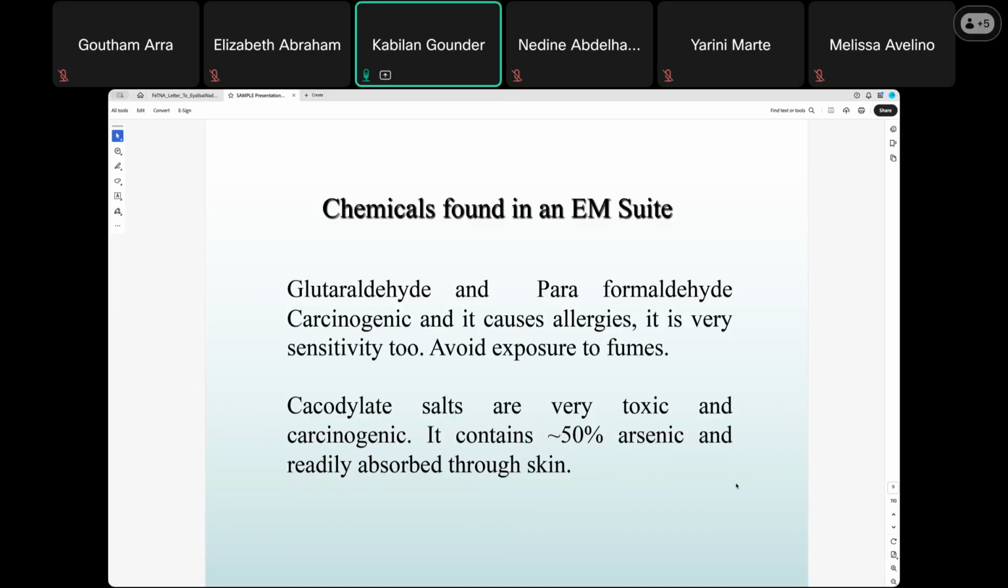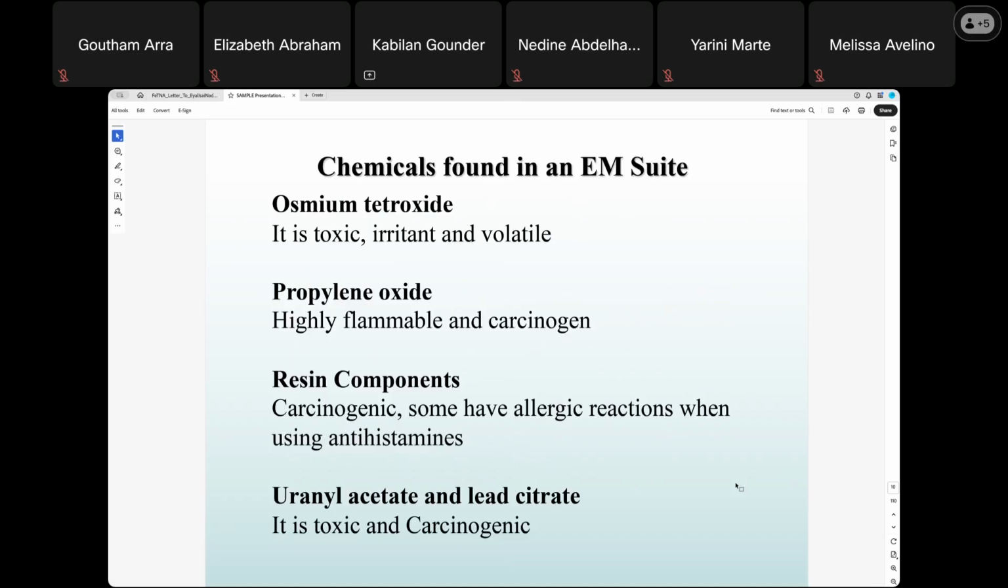Cacodylate salts are very toxic and carcinogenic, which contain approximately 50% arsenic and are readily absorbed through the skin. So always be careful when we use this type of salts. Osmium tetroxide is another fixative in electron microscopy. It is very toxic, an irritant and volatile.